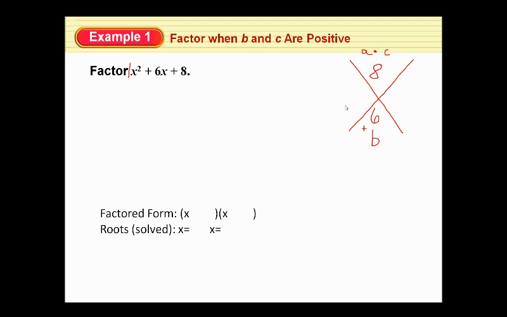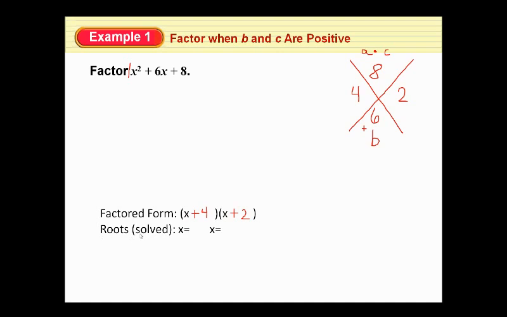So if I look at this and think about it, I know that 4 times 2 equals 8. And I know that 4 plus 2 equals 6. So my factored form is x plus 4, x plus 2. And that is factored, and those are my roots if I graph that parabola.